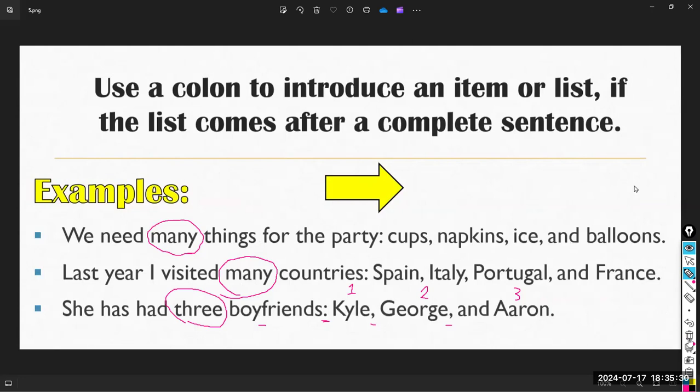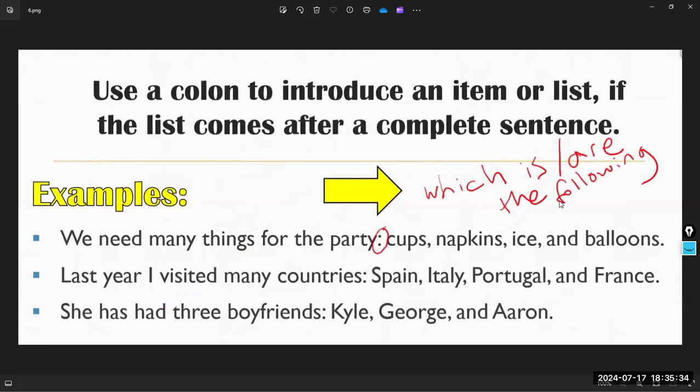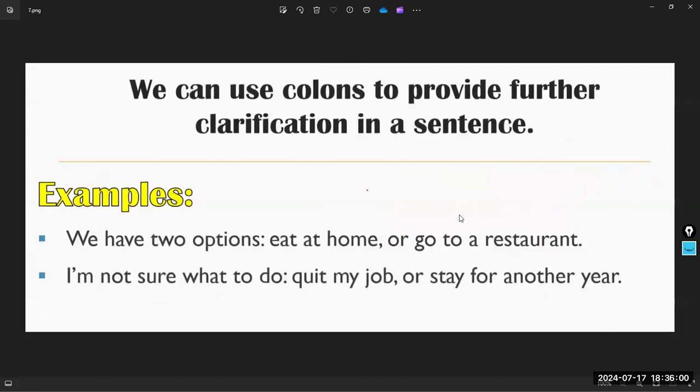So this is the first rule about using the colon. This is the extra information that you have to add if you want to use the colon. If you want to say, for example, we need many things for the party, which are the following: number one, number two, number three, number four. So this is what I mean by using the colon.